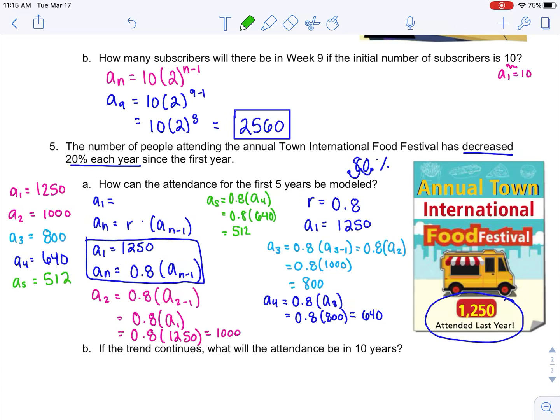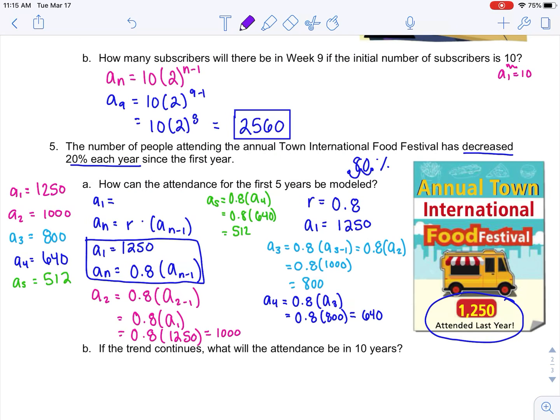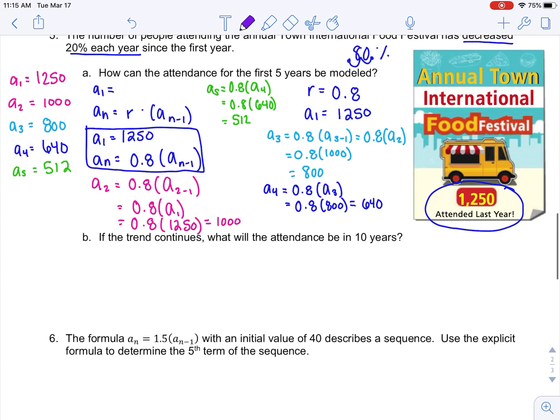Part B says, if the trend continues, what will the attendance be in 10 years? Do we really want to keep going? If we keep using our recursive formula, in order to find A10, we're going to have to find A9. In order to find that, we have to find A8. To find that, we have to find A7. So that's going to be quite a bit of work. Or we can just use our explicit formula.